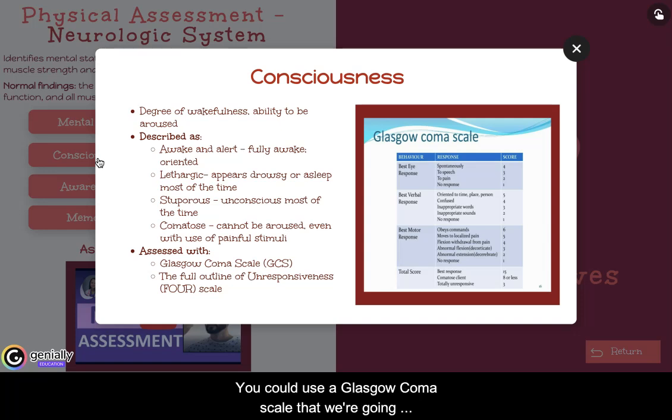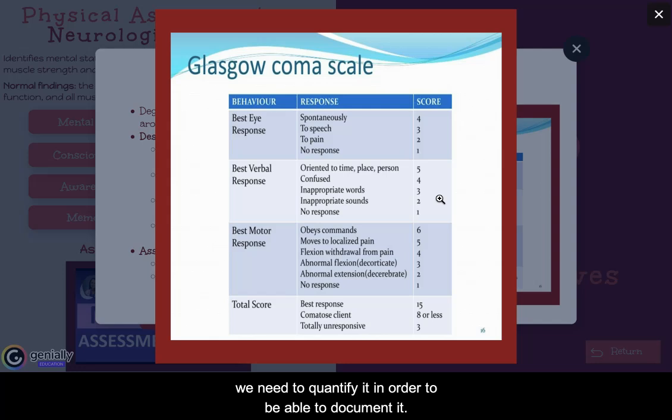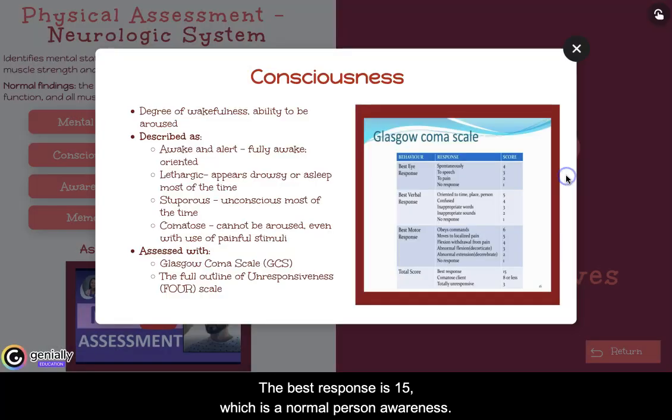We can assess their consciousness with these tools. You could use a Glasgow Coma Scale that we're going to use in lab, and then a Full Outline of Unresponsiveness scale, the FOUR scale. So this is the Glasgow Coma Scale. Like we said, every assessment we do in healthcare, we need to quantify it in order to be able to document it. So this is a standardized scale. Best eye response, we measure verbal response, motor response, and then we calculate the total score. Comatose clients will have a score of 8 or less. Totally unresponsive patients will have a score of 3. The best response is 15, which is a normal person.